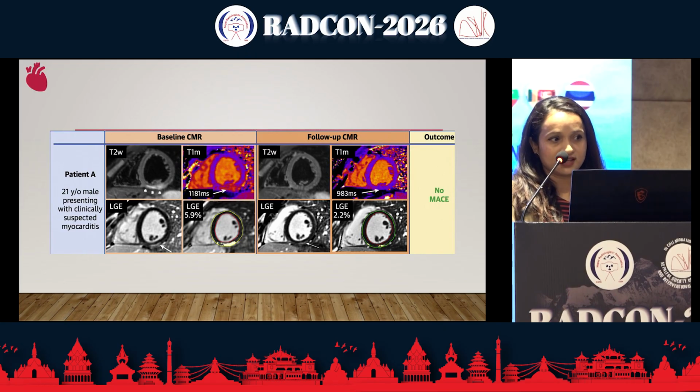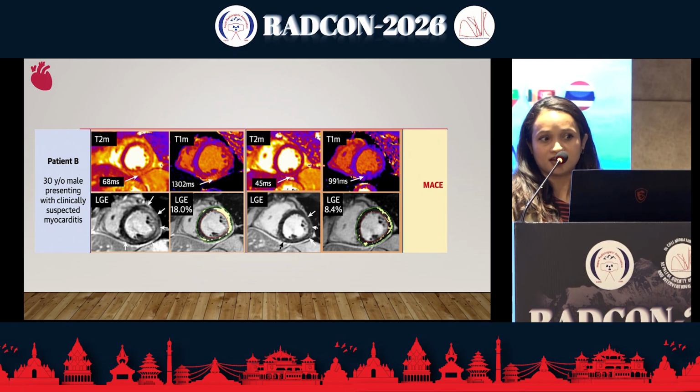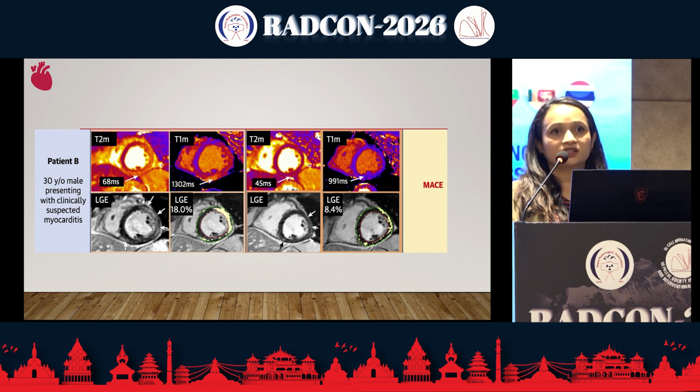But this is another case, a 30-year-old male that presented with suspected myocarditis with all values elevated in the baseline MRI, and this was a case where the late gadolinium enhancement decreased but not by a significant value. It was 18% and it is again 8.4% after this MRI, which was done after 6 weeks because the patient presented with symptoms of heart failure, and it had not decreased. So this patient suffered a major adverse cardiovascular event. So this is why late gadolinium enhancement is one of the prognostic factors in myocarditis.